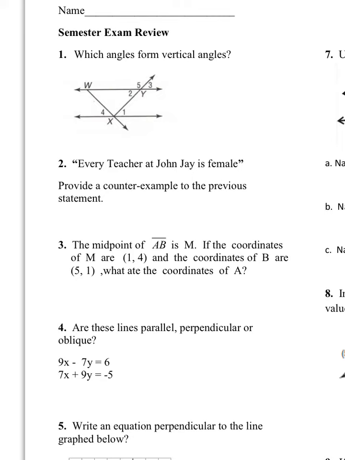Alright, so number one, which angles form vertical angles? The letters here are determined to be points, right? W, X, Y. So we're just really looking at the angles with numbers, even though there are more pairs of vertical angles. So the obvious answer here would be angles 2 and 3. Those are vertical angles there, not including that 5. When two lines intersect, the angles formed are called vertical. They're also congruent with each other, something to keep in mind.